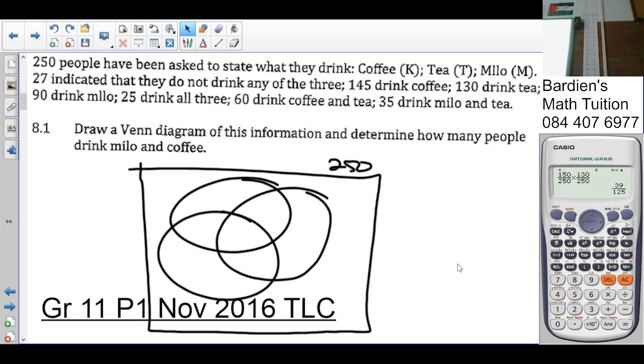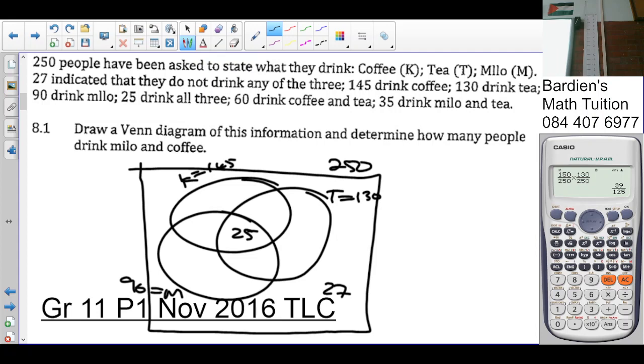They like coffee, tea or Milo. 27 indicated that they do not drink any of the three. 145 drank coffee, so that is 145. 130 drank tea, so it's 130 here. 90 drank Milo, 90. Then we are told that 25 drank all three, that's my type of person, I'll be there.